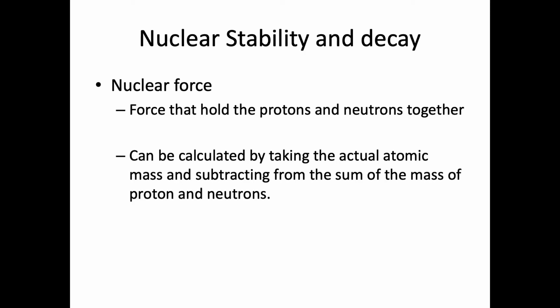So to keep things stable, nuclear force is the force that holds the protons and neutrons together, and we can actually calculate this. How to calculate that is by taking the actual atomic mass and subtracting it from the sum of the mass of protons and neutrons. You get a big number, and you subtract the actual mass, and you're going to get the difference. And this difference, using Einstein's equation, can be used to calculate how much energy it takes to make this nuclear force.